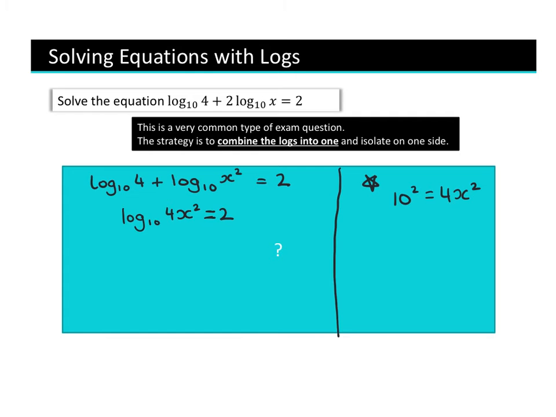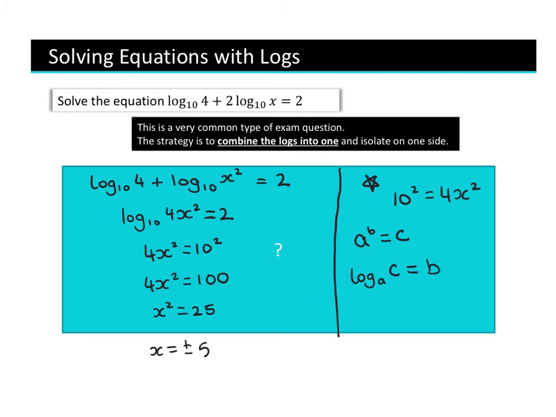Okay? Why does it mean that? If you remember, if we had a to the power of b equals c, this is the same as doing log to the base a of c equals b. Do you remember that from a few slides ago? So, we can convert between log and normal forms. So this means that 4x squared equals 10 squared. This means that 4x squared equals 100. This means that x squared equals 25. And x equals plus or minus 5.